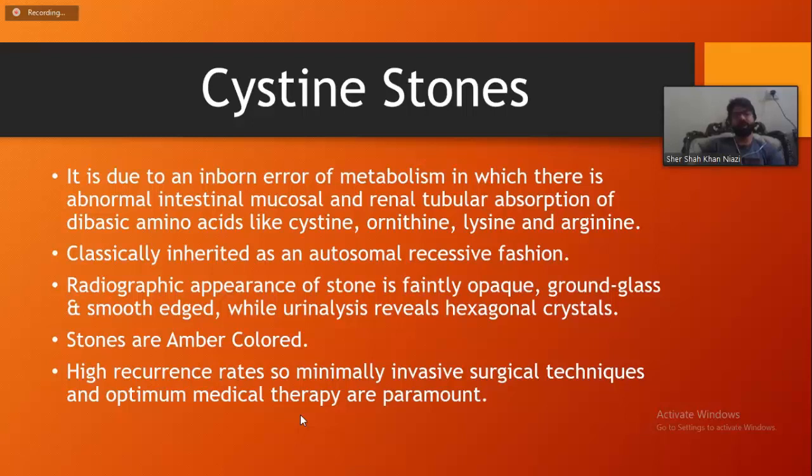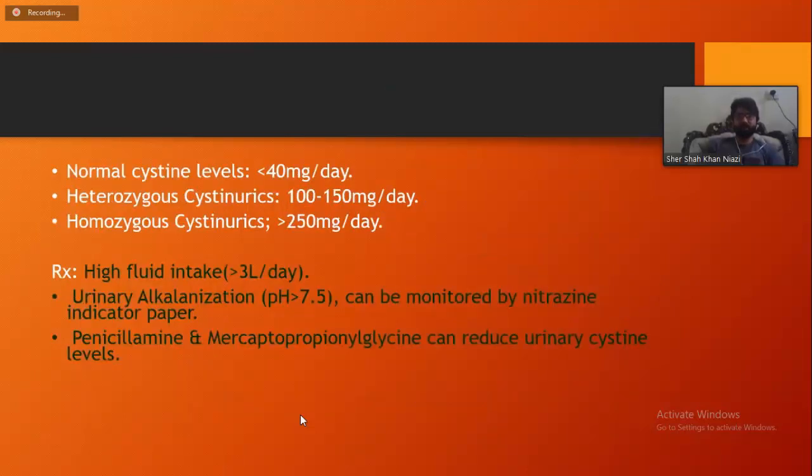Stones are amber colored and they have high recurrence rates. So with minimally invasive surgical techniques, we don't have to do rigorous surgical procedures on them because they will recur again and again. It will be a problem. So we have to go for minimally invasive surgical techniques. The normal cystine level in the urine is less than 40 milligrams per day. If the patient is a heterozygous cystinuric, it will be 150 milligrams of cystine, and if he is a homozygous cystinuric, it will even increase to greater than 250 milligrams of cystine per day.